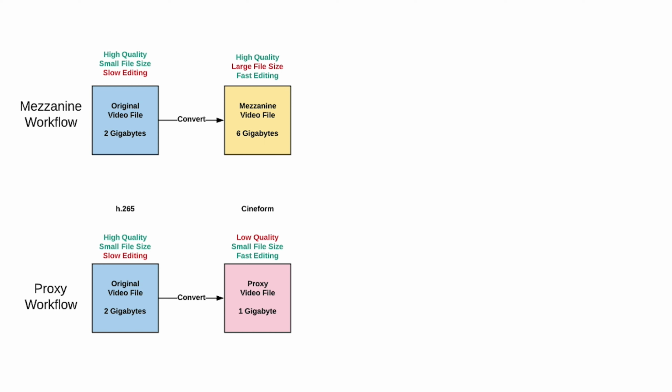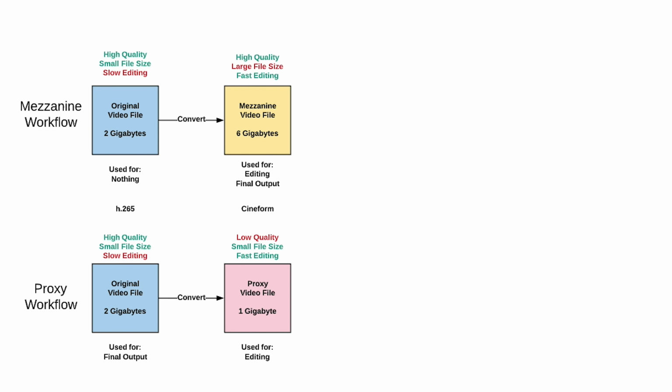I've chosen to use Cineform for both workflows because it is a fast editing codec and allows for flexibility. In the mezzanine workflow, I've chosen to forego the file size, making it a large file size in order to maintain high quality. So I've guesstimated that we're going to balloon up to 6 gigabytes for the file. Whereas in the proxy workflow, I've chosen to lower the quality, which gives me a smaller file size but still maintains the fast editing. So in this case, our proxy file is probably going to be smaller than our original file. So now let's look at how we would edit our files.